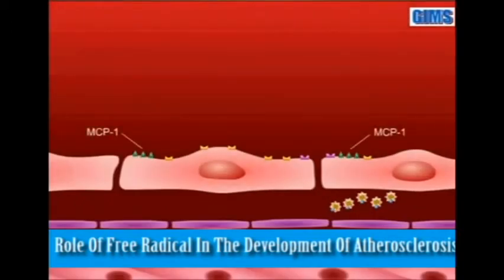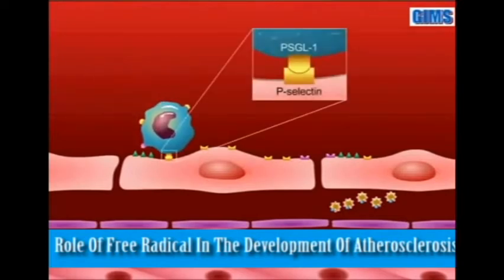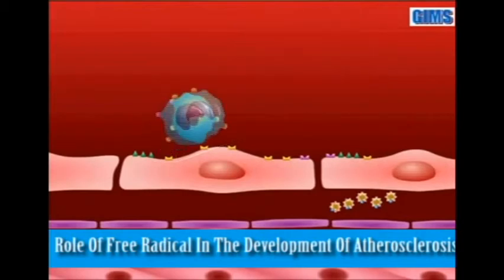Monocyte attachment to the vessel wall is initiated by P-selectin on the endothelial cell binding to PSGL1 on the monocyte. This initiates rolling, which acts to prolong the contact of the monocyte with the arterial wall.